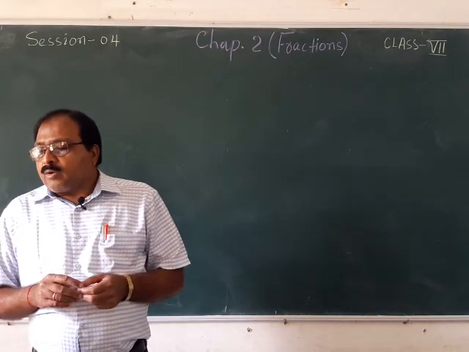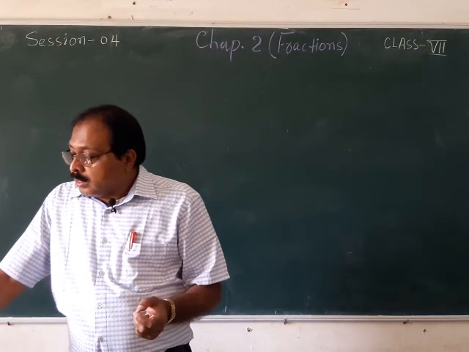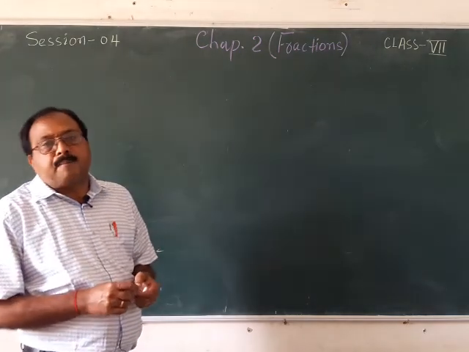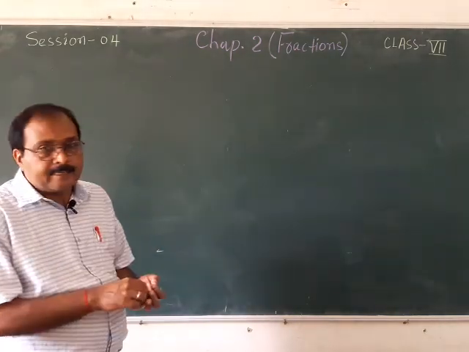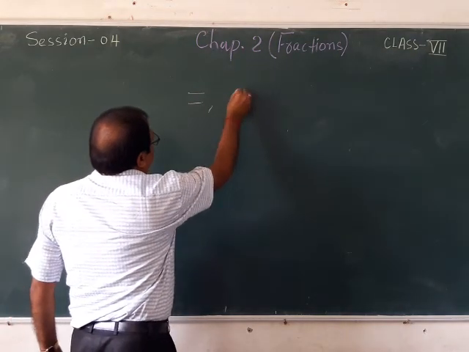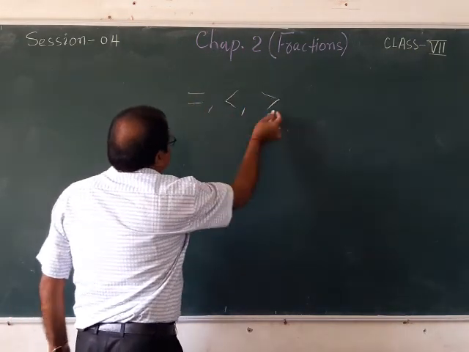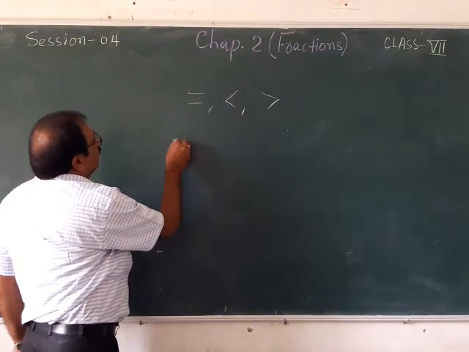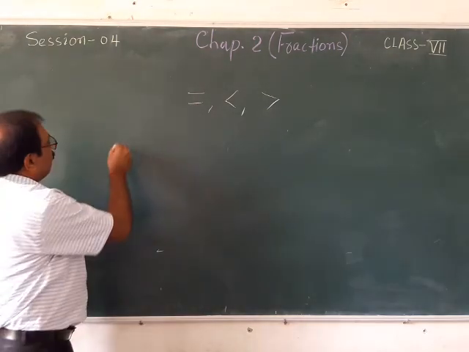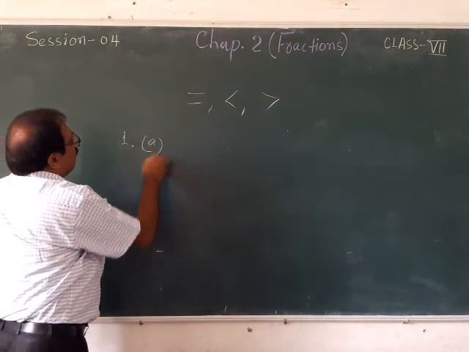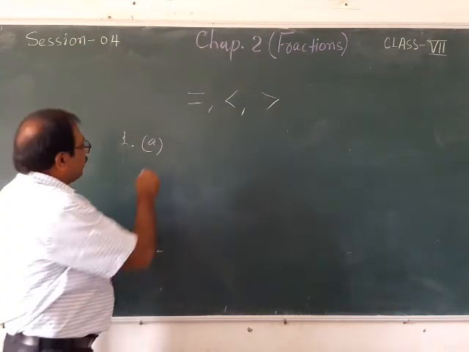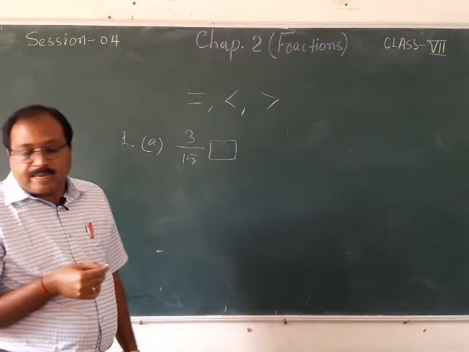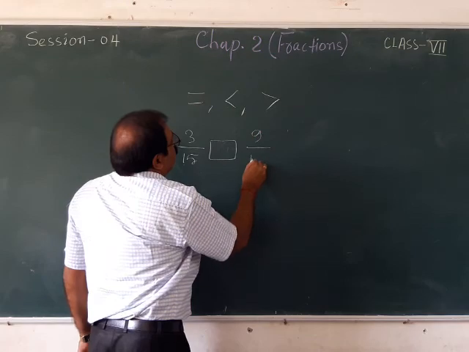So here, in the warm up exercise on page number 21, first of all they are asking you to compare two fractions. How do you compare fractions? By three signs: equal to, less than and greater than. By these three signs you compare two fractions. Suppose in this exercise, question 1a is given like this: 3 upon 15 and then 9 upon 15. Now they are asking to put the sign.